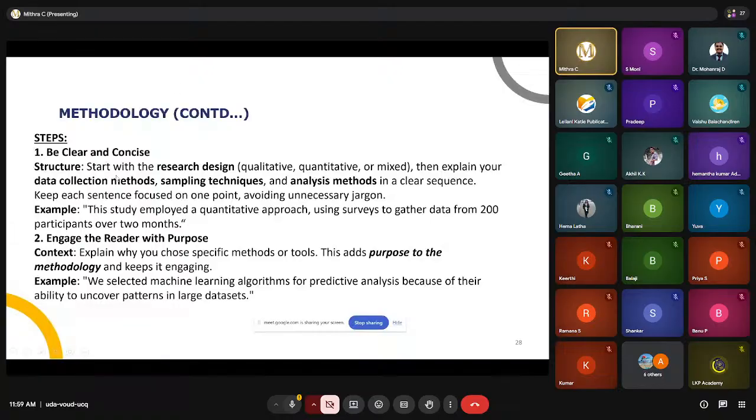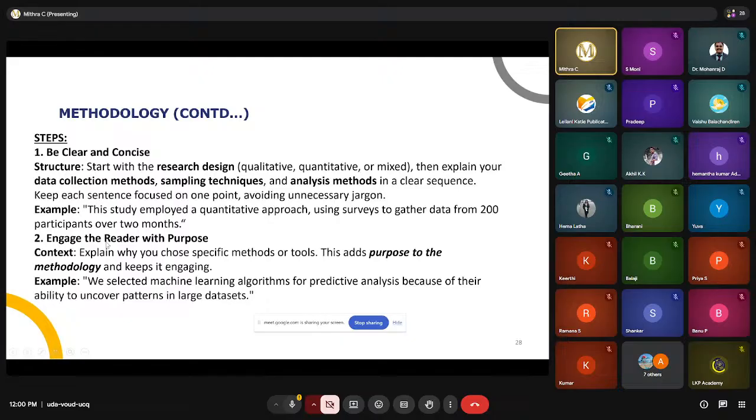And next, we have to state the research design, whether it is qualitative, quantitative, or mixed. For example, here I have mentioned this study employed a quantitative approach. They have mentioned the numeric type, that is, it is quantitative, by using surveys to gather data from 200 participants. So they have also given the 200, that is, 200 participants' data has been collected over 2 months. The period is also given. In this way, your research design has to be clearly mentioned.